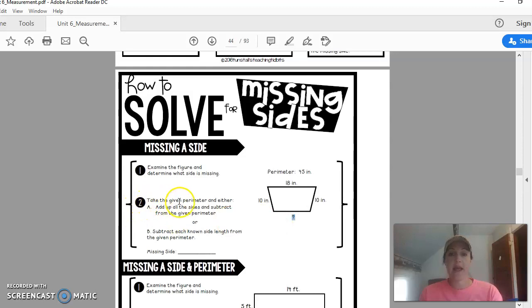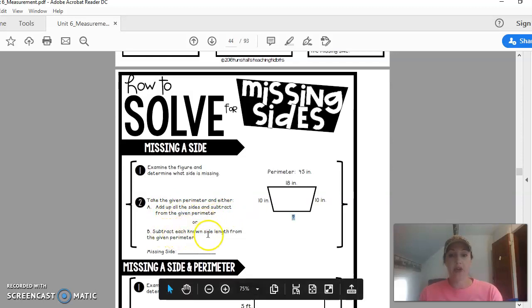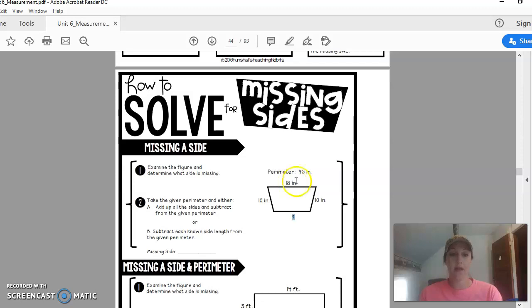So number 2 says, take the given perimeter and either add up all the sides and subtract from the given perimeter, or subtract each known side length from the given perimeter. Okay, so I can either add 10 plus 18, which would be 28, plus 10 more would be 38, and then I take all of those sides, which would be 38, and I take them away from 45. So 45 take away 38 equals what? The missing side. Okay? Or I could do it a different way.